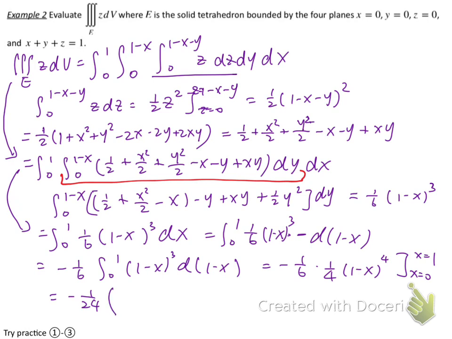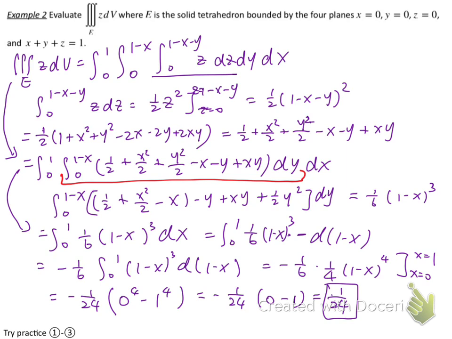And that is negative 24. X equals 1, I'm having 0 to the fourth power. X equals 0, I'm having 1 to the fourth power. So this will be negative 24. Sorry, negative 1/24 times 0 minus 1, which will give you the positive 1/24. And that is the integral.